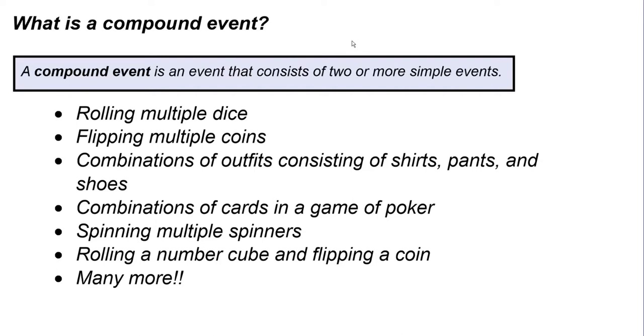Some examples of compound events would be rolling multiple dice, where rolling a single dice would be a simple event, but rolling multiple dice would be a compound event. Flipping multiple coins, combinations of outfits consisting of shirts, pants, and shoes, combinations of cards in a game of poker, spinning multiple spinners, rolling a number cube and flipping a coin, and many more. Anytime we put two simple events or more together, we have created a compound event.